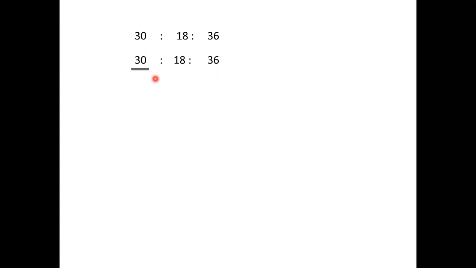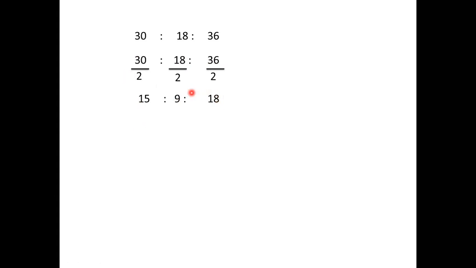Because as I told you before, you have to check the unit number. Unit number here 0, here 8, here 6. All these are even numbers. 0, 8, and 6 can be divided by 2. If any number is even, then you can divide by 2. So let's divide this by 2. Okay, now what is the product here? 15 and 9 and 18.